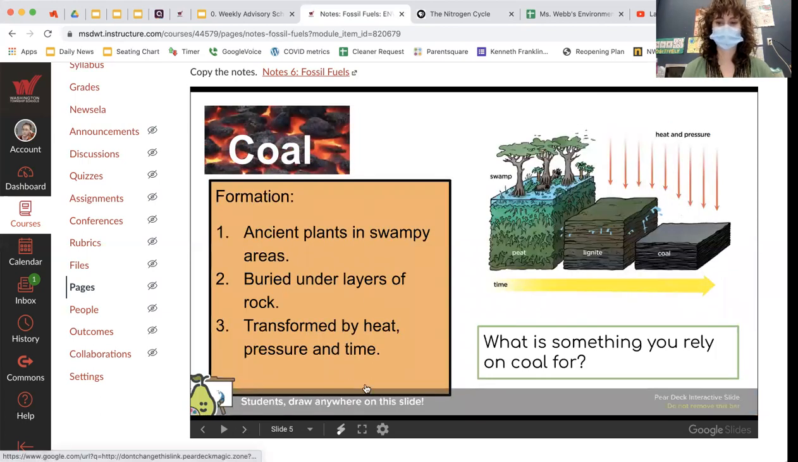All right, so how did coal form? Well, back in the Carboniferous period, there were ancient plants in swampy areas, so there were a lot more swamps on Earth back then. Eventually those things would die, and then they would fall, and then they would be kind of smushed down and buried under layers of rock. So step 2, they were buried. Once they were buried, they were under a great deal of heat and pressure, and it took an incredible amount of time. So forming coal from all that is a slow process.